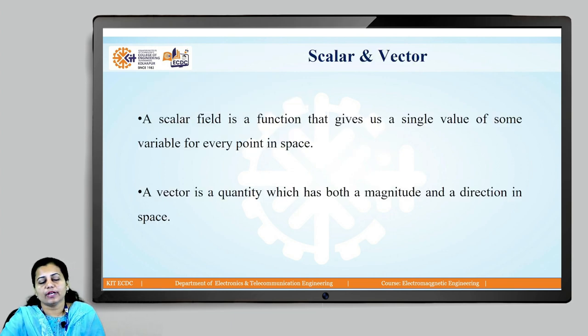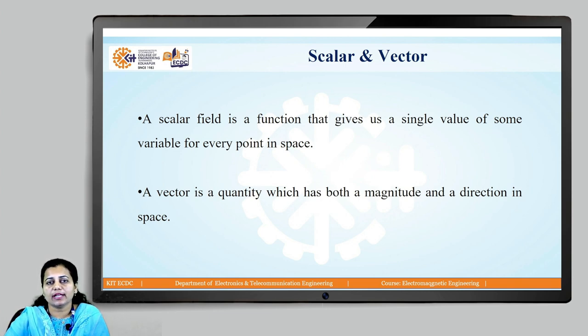The first point is about scalar and vector. So, what is a scalar? A scalar field is a function that gives a single value of some variable for every point in space. A scalar is always defined by its magnitude only. And a vector is a quantity which has both magnitude and direction in space. A vector is always defined with its magnitude as well as its direction.